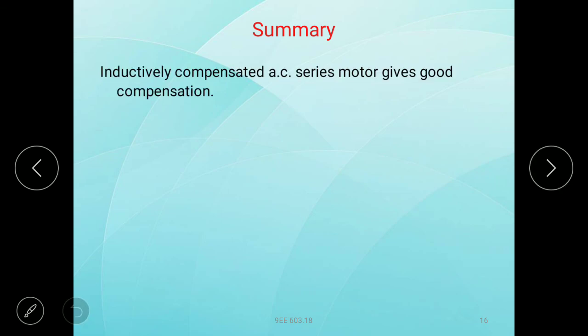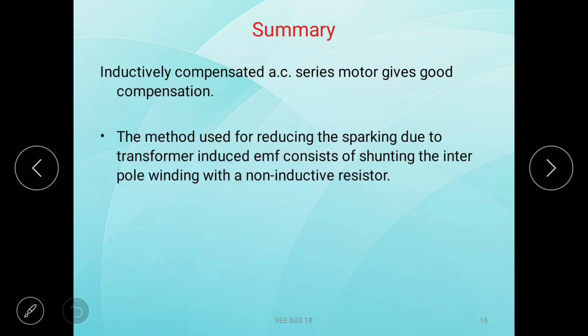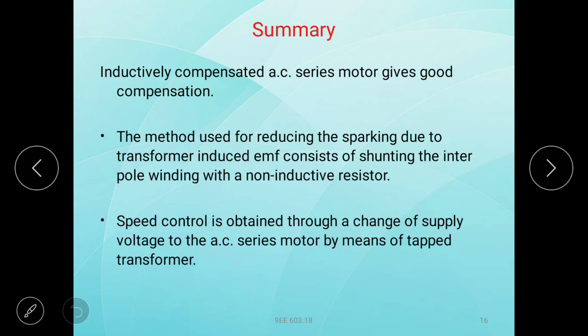Summary. An inductively compensated AC series motor has good compensation. The method used for reducing the spark due to the transformer induced EMF consists of shunting the interpole winding with a non-inductive resistor. Speed control is obtained through a change of supply voltage to the AC series motor by means of a tapped transformer.